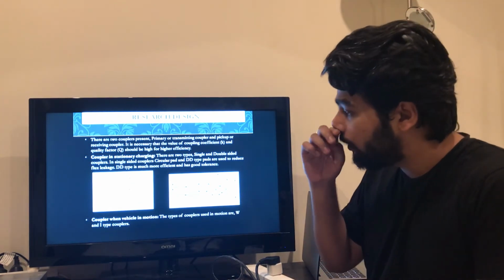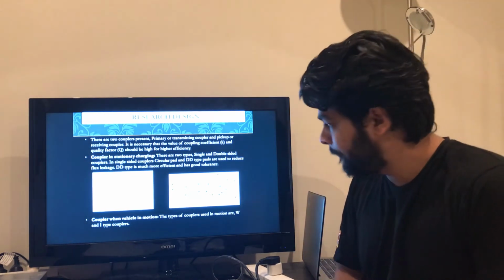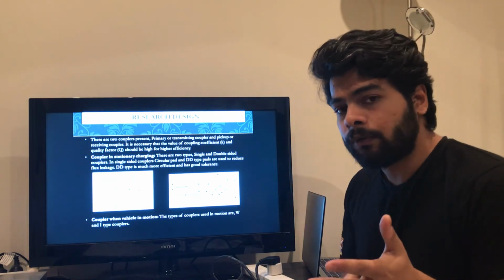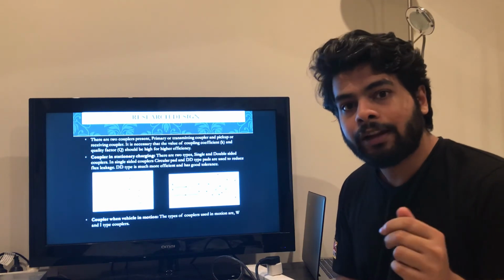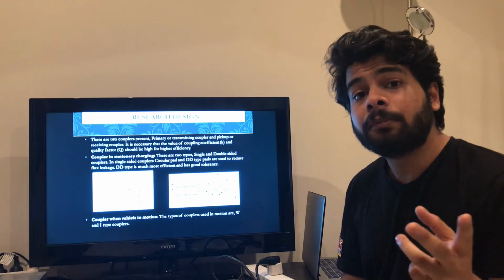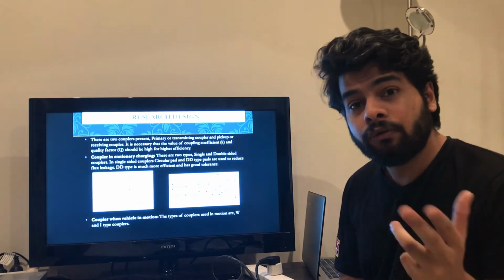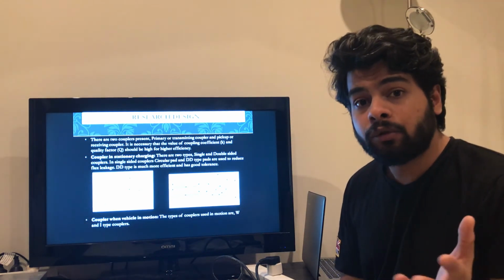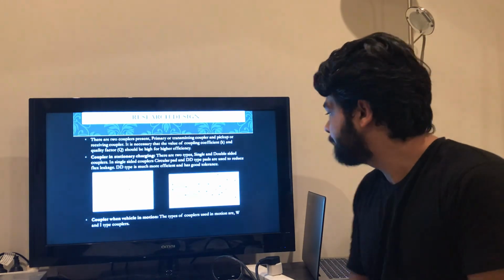Now we will talk about couplers when the vehicle is in motion. In this also there are two types of couplers. One is W type and another one is I type. In this also we combine two couplers together. Like we can combine W with I or I with E to get a good efficiency.